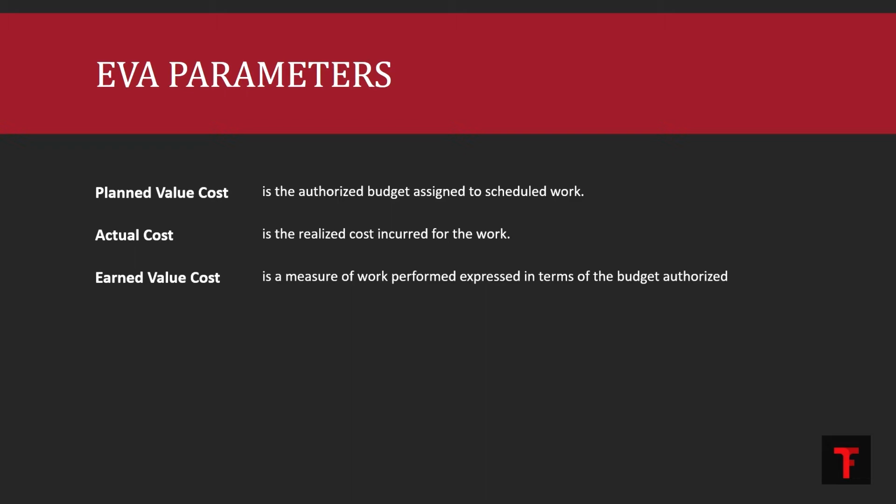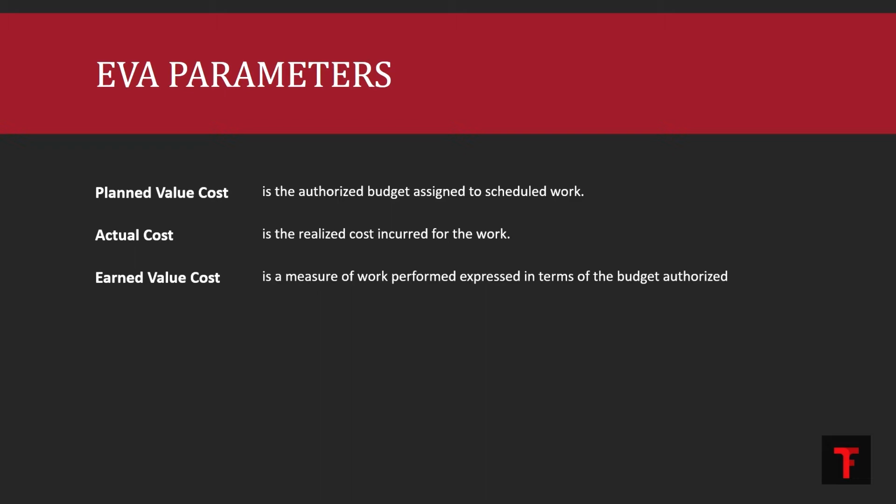And actual cost is the realized cost incurred for the work. In reality, how much did we spend for the same specified amount of work for the same specified period of time? And earned value cost is a measure of work performed expressed in terms of the budget authorized. That is, how much work we have done in reality, and for that particular amount of work over that particular period of time, how much did we budget?